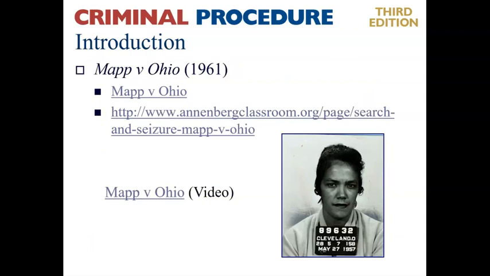Well, then along came the Mapp case. And I have a link to a couple of different videos and the case for Mapp versus Ohio, 1961. And this is a really important case. So in 1961, in Mapp versus Ohio, the U.S. Supreme Court basically sent shockwaves through the criminal justice system by extending that federal exclusionary rule to criminal trials in both state and local courts.